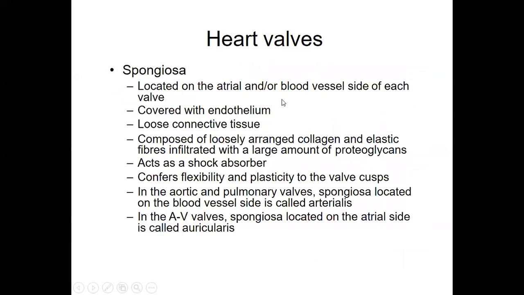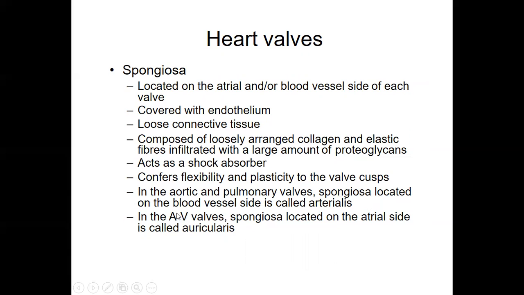It contains loose connective tissue composed of loosely arranged collagen and elastic fibers infiltrated with a large amount of proteoglycan. So the function of the spongiosa is to act as a shock absorber, because it's in direct contact with the blood. Spongiosa also confers flexibility and plasticity to the valve cusps. In the aortic and pulmonary valve, the spongiosa located on the blood vessel side is called the arterialis.